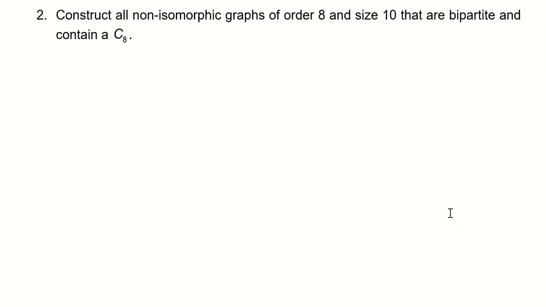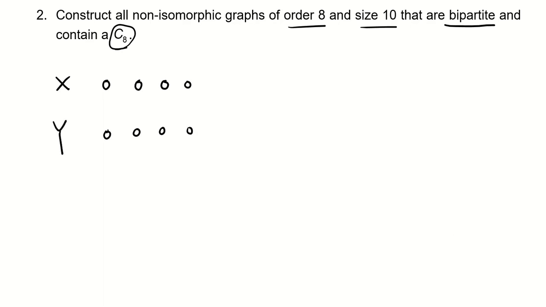Now go to question 2. Construct all non-isomorphic graphs of order 8 vertices and size 10. So size 10 edges that are bipartite and contain a C8. Now, when it contains a C8, then we know that there must be two sets X and Y, so that this happening.